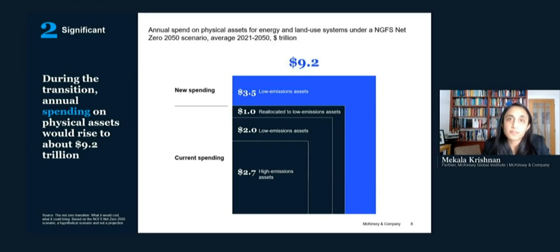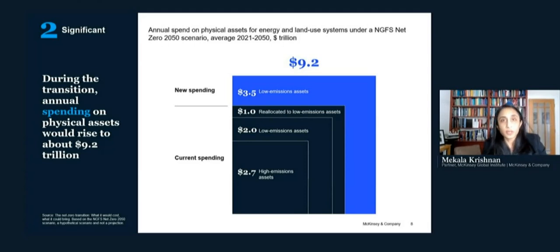Today, we spend about 70% of that $5.7 trillion on high emissions assets. In the future, that number would need to be exactly reversed. We need to spend about 70% on low emissions assets. So it is both a scale up of spending, but also a reallocation of spending. Now, that's one aspect when it comes to the spending.